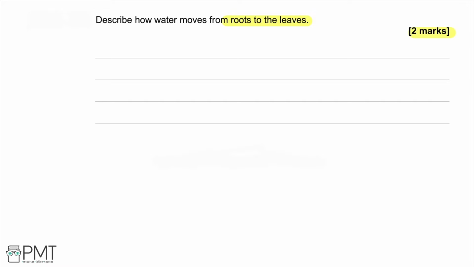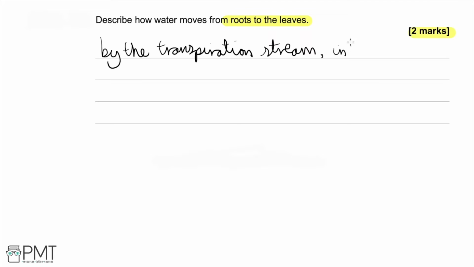Well, it moves by transpiration, which is the process where there is an active pull on the water upwards. So this will be our first point, that it is how. So by the transpiration stream. Now a second point is going to be about where this occurs. So if we think back to the vessels in a plant, we know that the xylem carries the water. So the second mark here is going to be for mentioning that it's in the xylem.